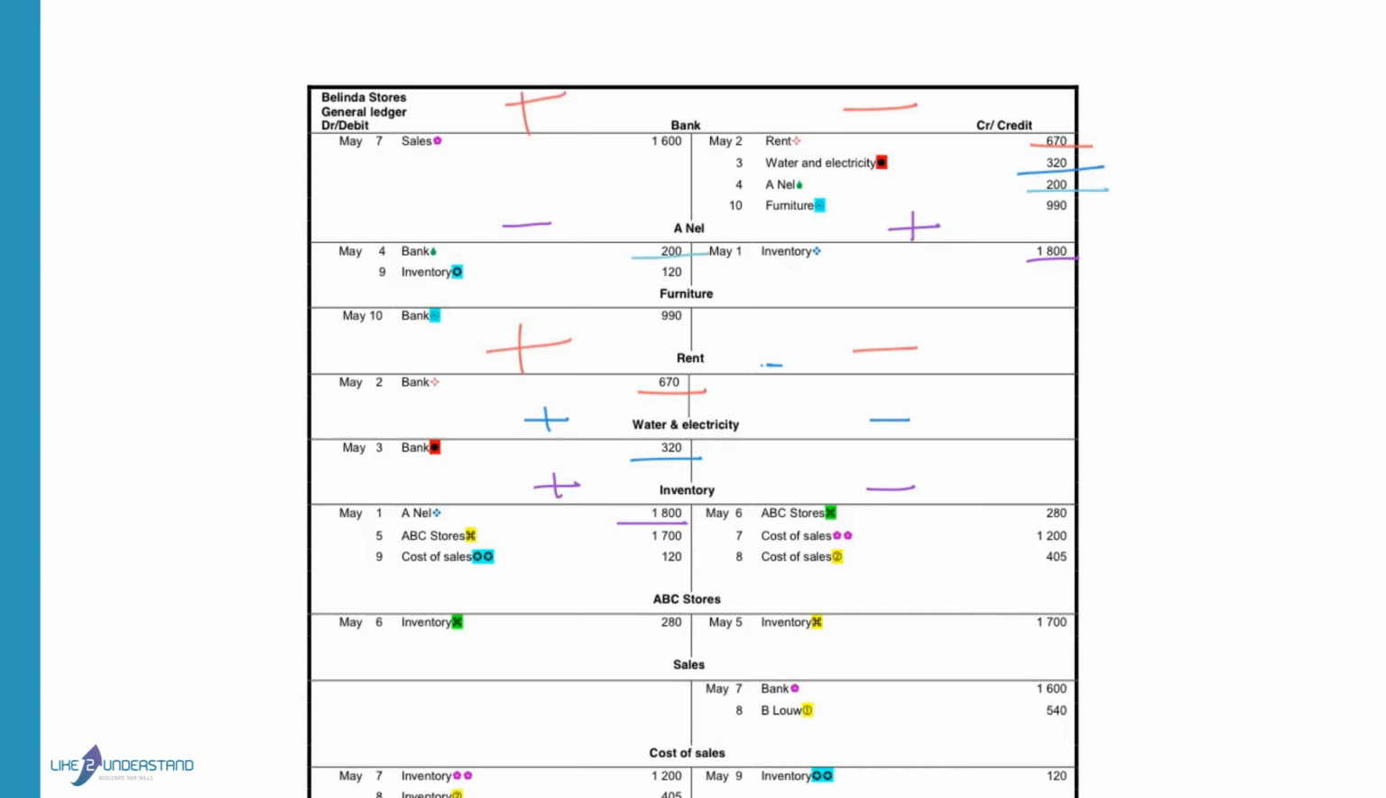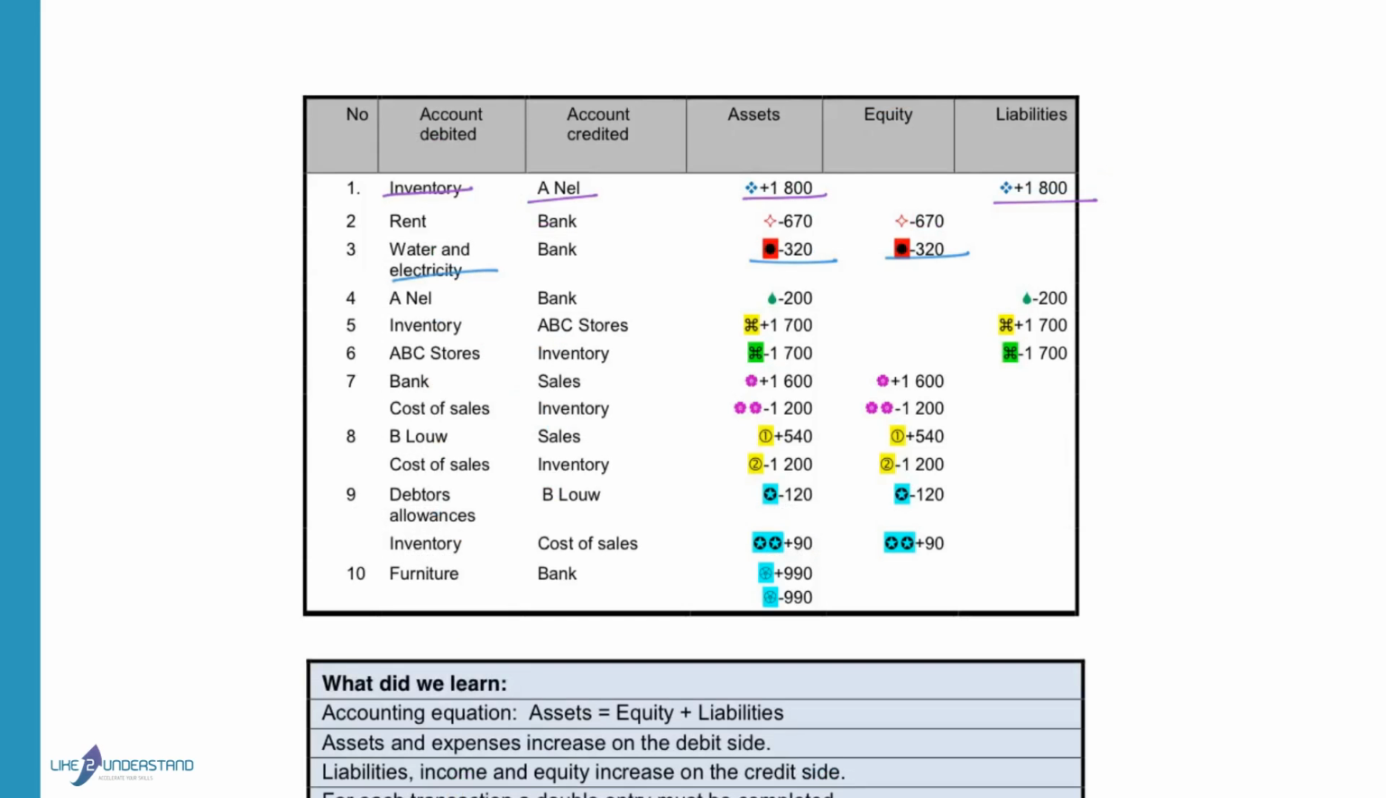Liabilities decrease on the debit side. Nell is debited because he receives the money, and because he receives the money, we will owe him less money, so liabilities will decrease. The money in the bank will decrease, so we will credit the bank.